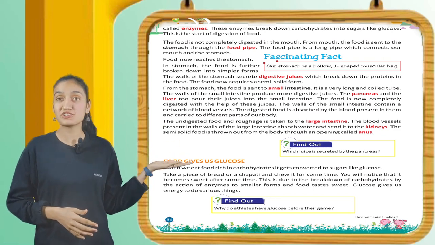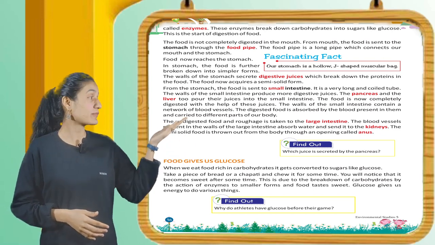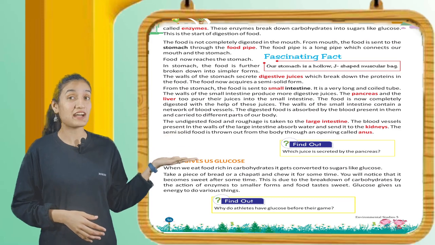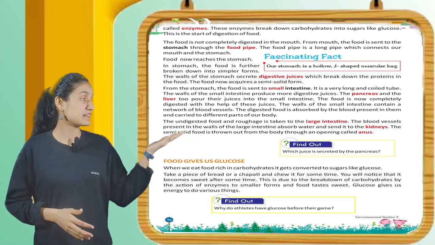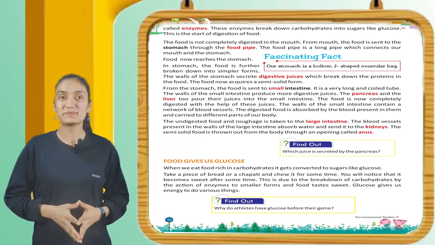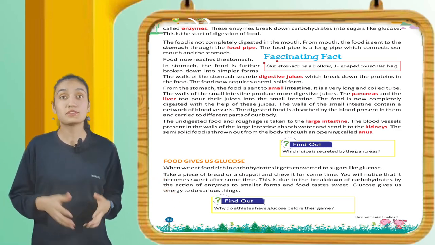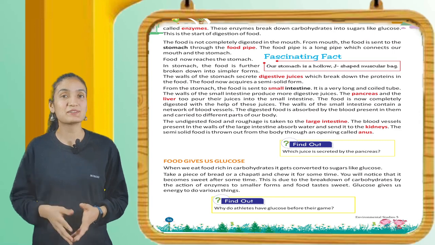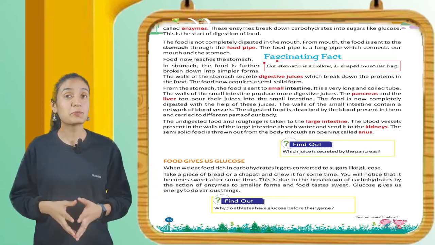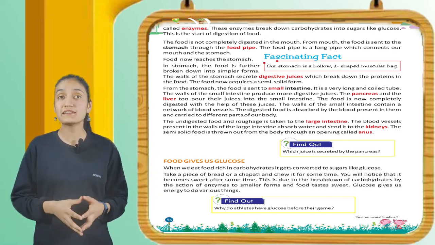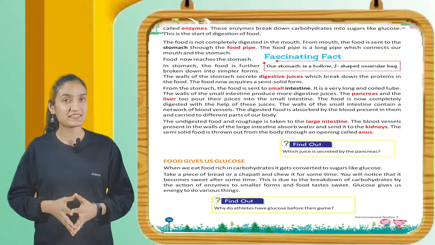Here you can see the digestion of food through stomach, liver, large intestine, small intestine, appendix and rectum. The food is not completely digested in the mouth. From mouth, the food is sent to the stomach through the food pipe. The food pipe is a long pipe which connects our mouth and the stomach.